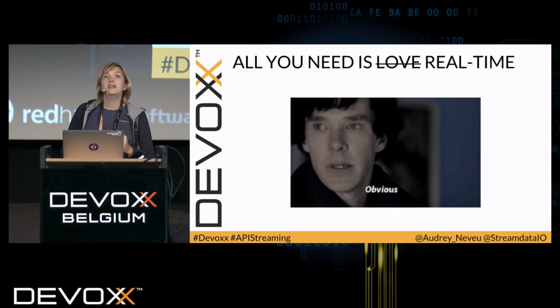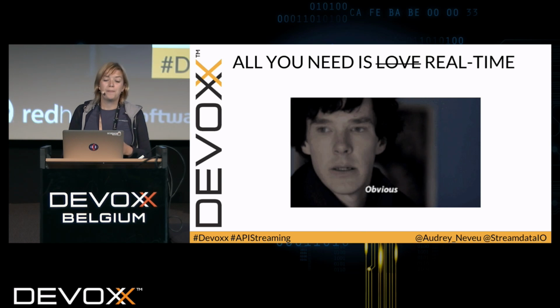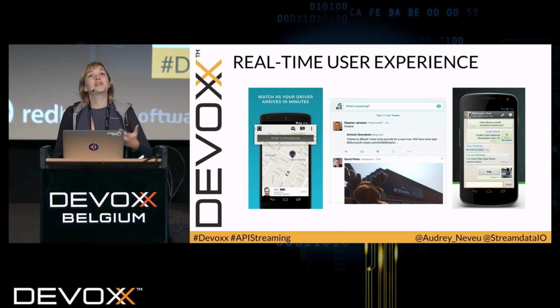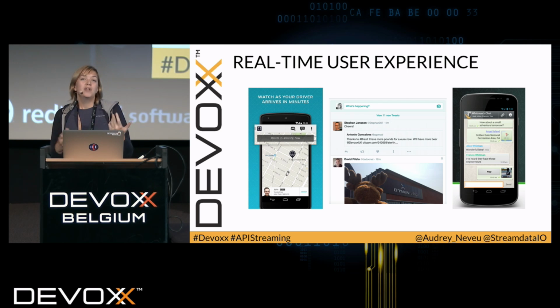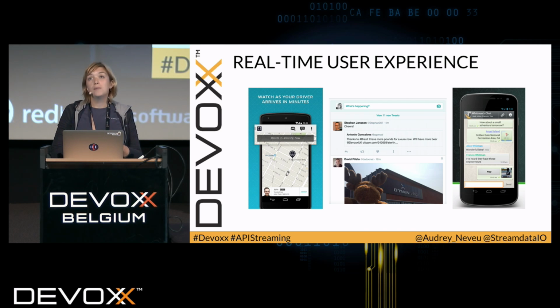So in fact, all you need is turning your static API into a stream of real-time data. Because real-time user experience is what we expect from applications now. If you take a look at successful applications on the market, a lot of them are using real-time experience. Some of them are completely built upon it. So I take here as examples Waze and Twitter and WhatsApp, but I could have mentioned Slack or Google Drive. It's already present in our day-to-day lives, and it's already what you are expecting.